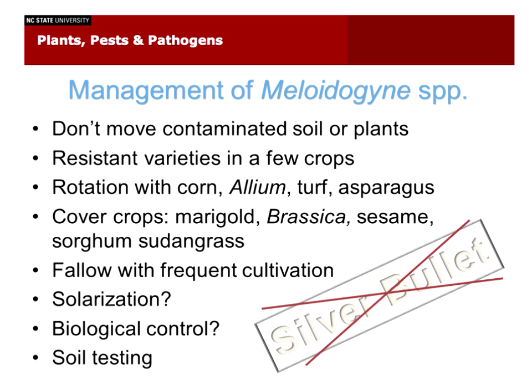Also, practice rotation. Include things like corn, alliums, which would be your onions and garlic, or even turf grass or asparagus, which will promote much less, if at all, the reproduction of those nematodes. At the same time, you've got to make sure your weed control is good because you don't want the nematodes to be propagated on the weed hosts.